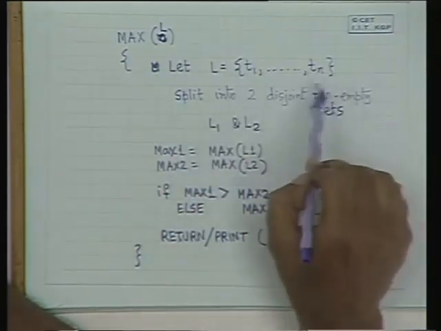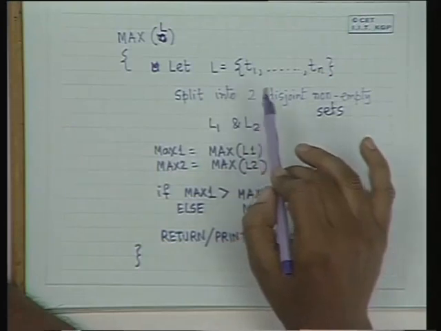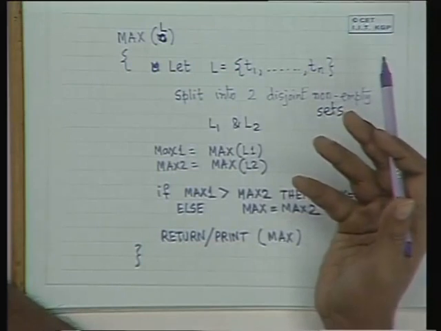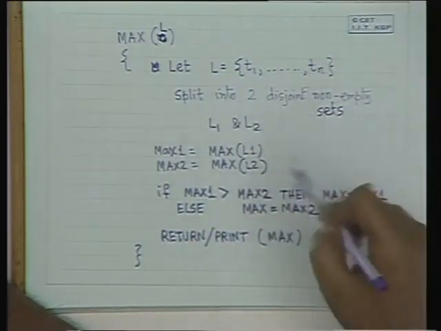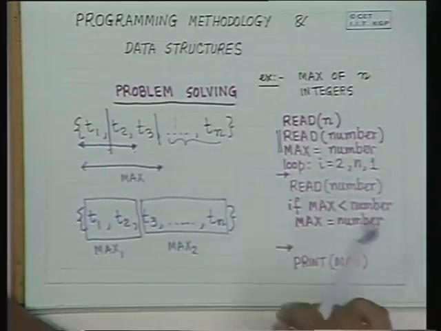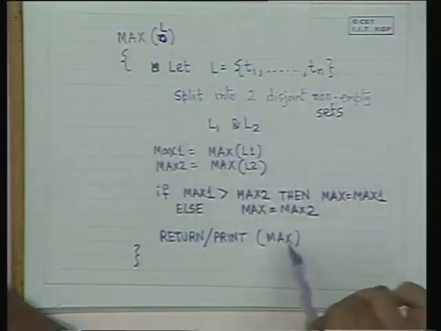a set of elements, split it up in any two parts. Split it up into any two parts, solve these two subproblems, and then from the solutions to the two subproblems obtain the solution to the original problem. Now you will see that the program that we had written here is a special case of this general decomposition.